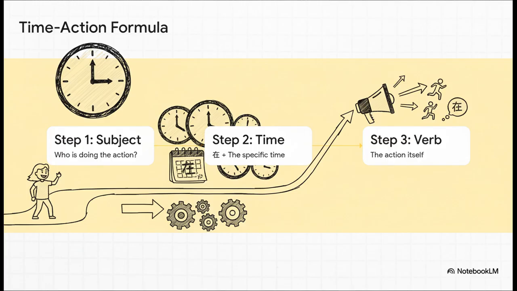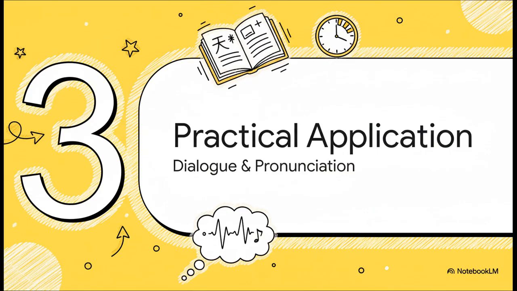This is the big switch from English. We usually say the action first and tack the time on at the end. But in Mandarin, you have to set the stage first. You have to create the time context before the action can even happen. Theory is great. It gives us the why, but you really learn a language by doing. So let's take that formula and put it to work with a real solid example. We'll also break down the pronunciation and the rhythm so you can start using this with confidence.